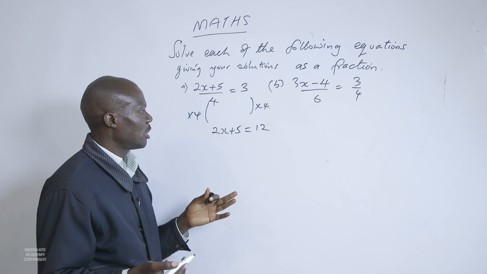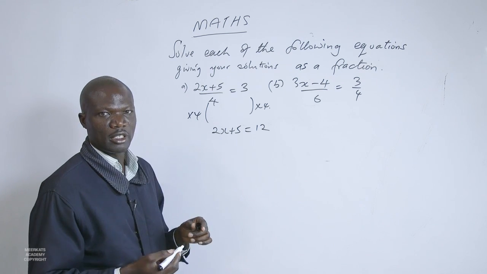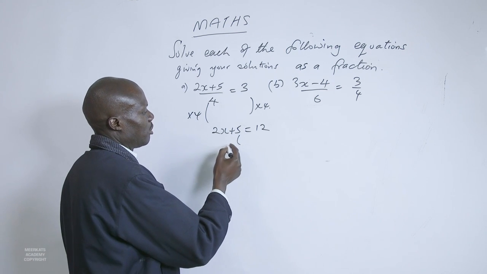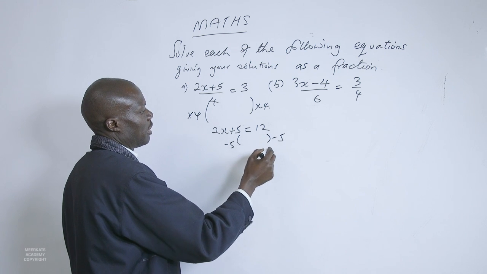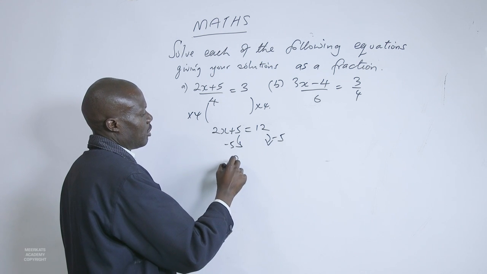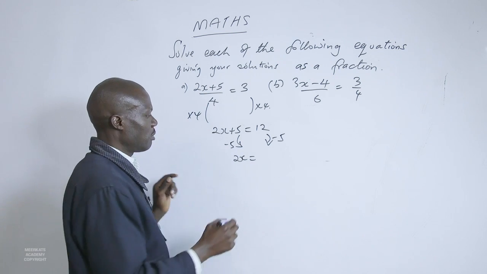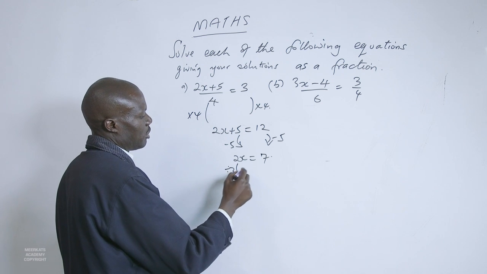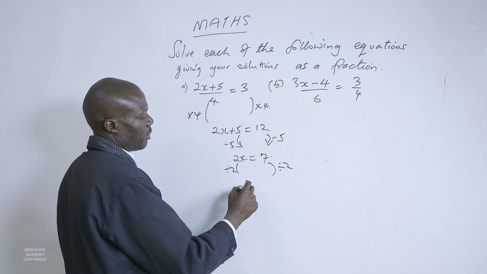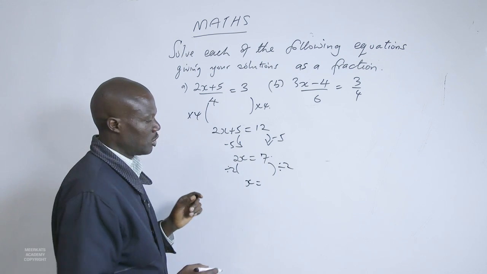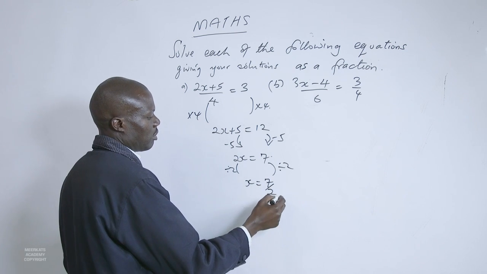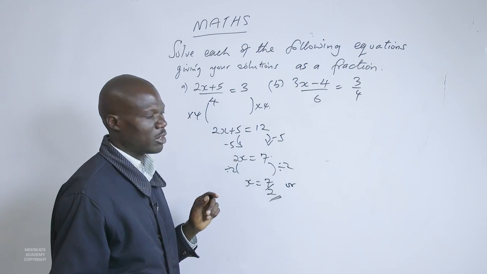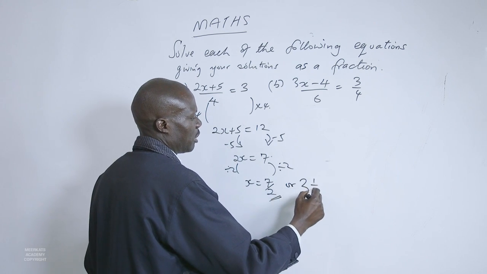Then from here, the next approach we take is straightforward. We remove the 5 by subtracting 5 on both sides. When you do that, you remain with 2x = 12 - 5, which is 7. The next step, we divide by 2, and you remain with x = 7 over 2. 7 over 2 can remain like that as an improper fraction, or alternatively, you can write it as a mixed fraction, which is simply 3 and a half.